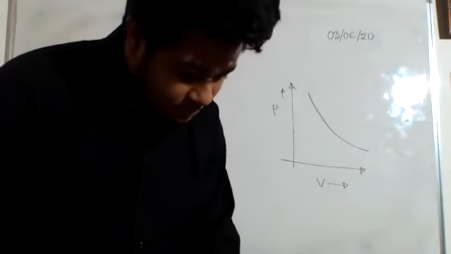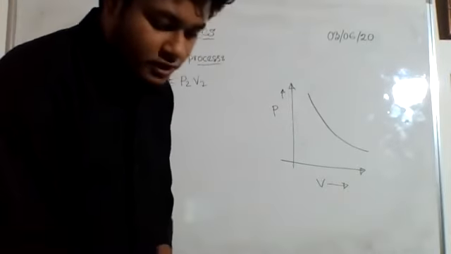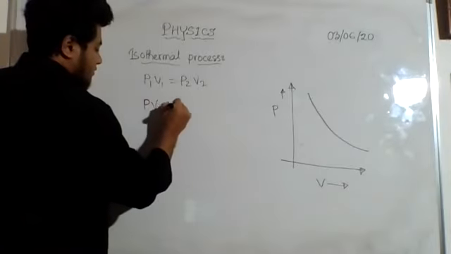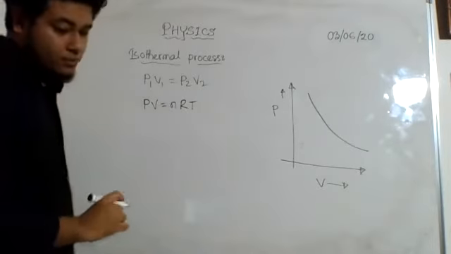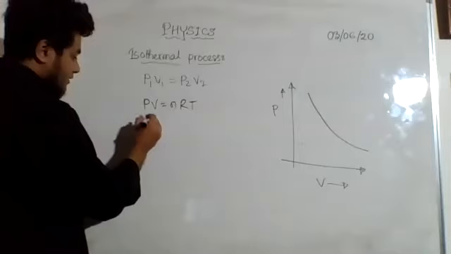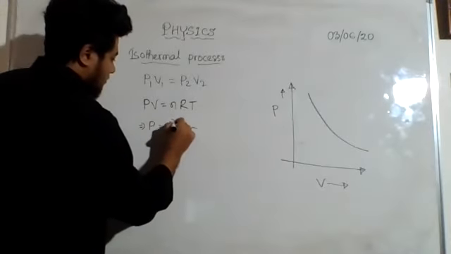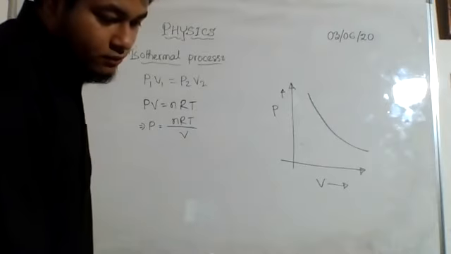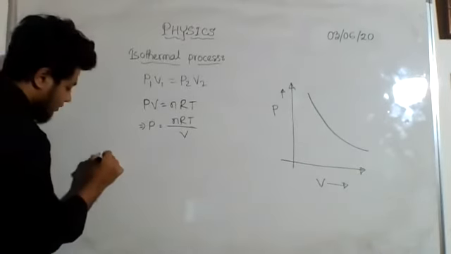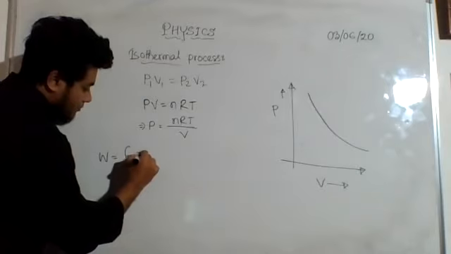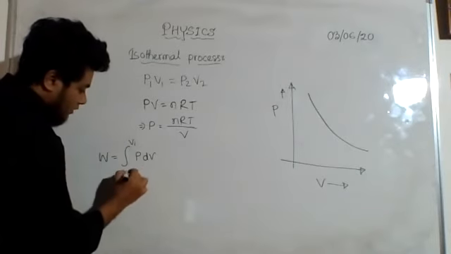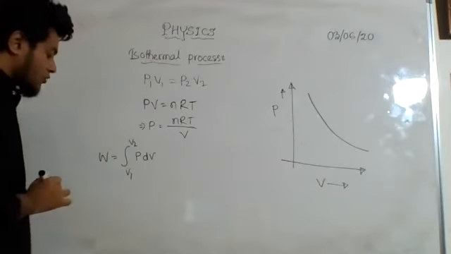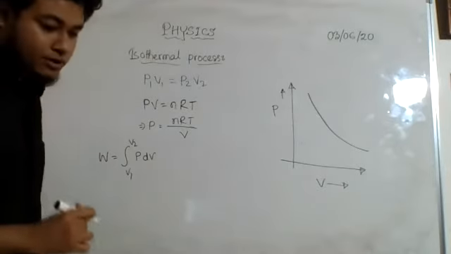Then in case of isothermal change, as we can see, PV equal to nRT. This is also something we know, right? PV is equal to nRT. Then P is equal to nRT by V. So the total amount of work done will be W is equal to, the equation is same, W is equal to the integral of P dV. We start from V1 and we go up to V2. So this is the amount of work done.